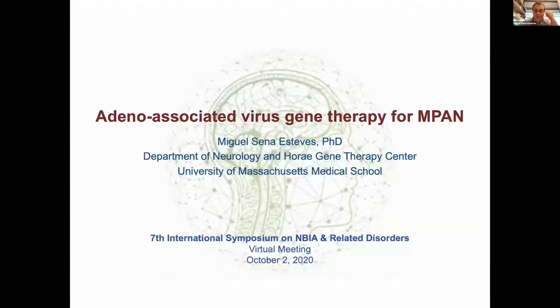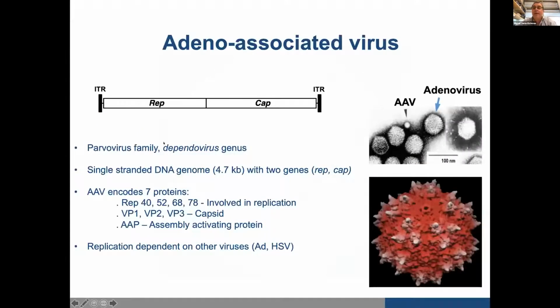All right, so the goal for today is to give you just a little bit of a background in adeno-associated virus gene therapy, and to discuss a little bit of a pathway towards a gene therapy clinical trial for MPAN. So adeno-associated virus is really a tiny, tiny virus, probably one of the smallest ones in existence.